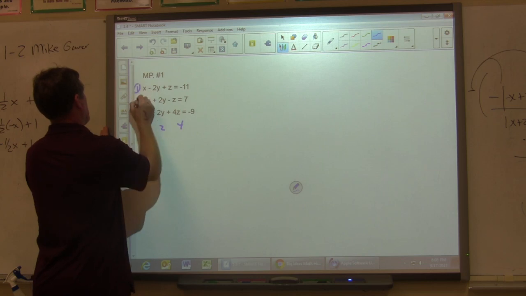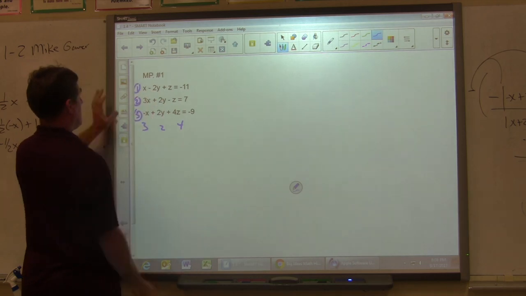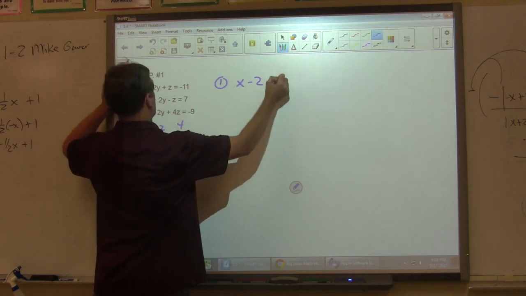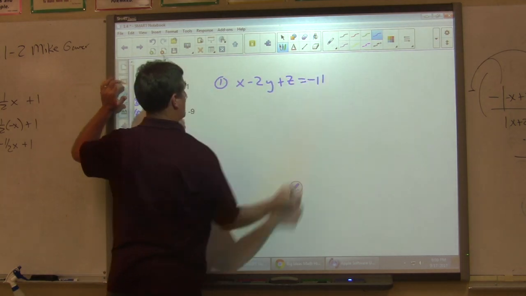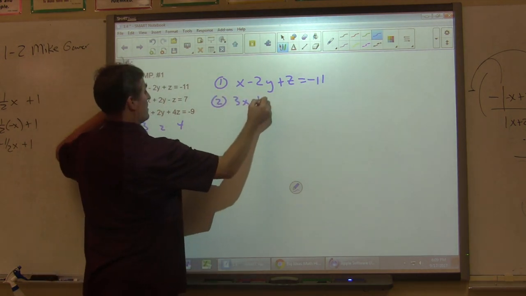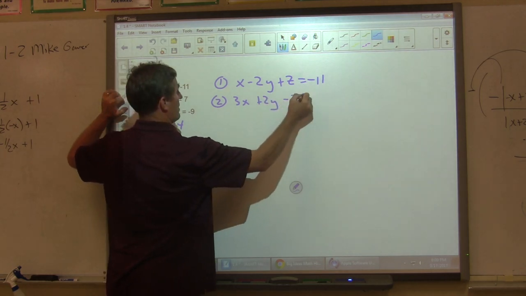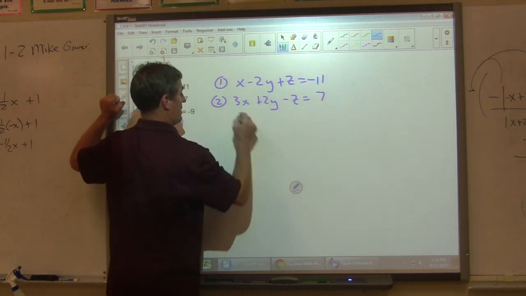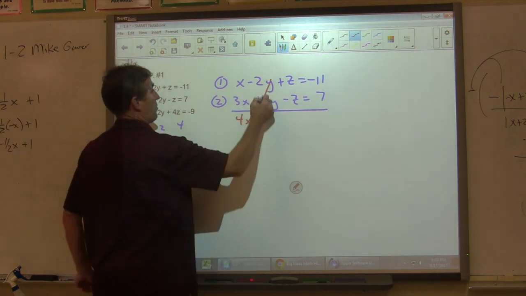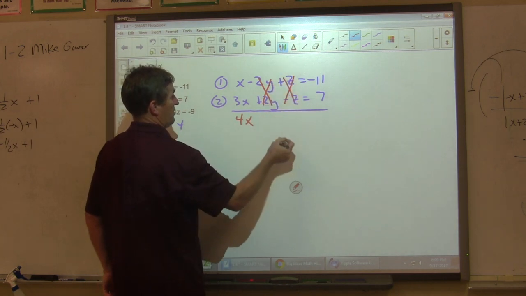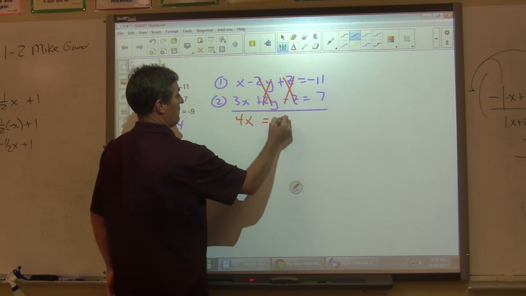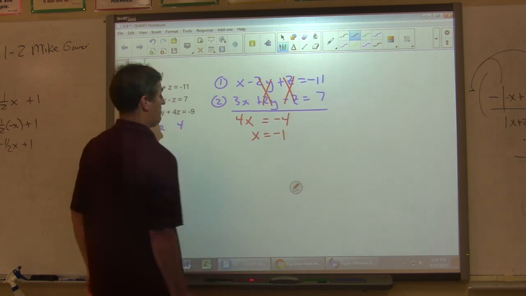So I'm going to number these 1, 2, and 3. 1 and 2 are opposites, so I'm going to use those. This one stays the same. Add the 2 together. So 4x, the y's cancel. In this case, the z's cancel too. So I get 4x equals -4, and so x equals -1.